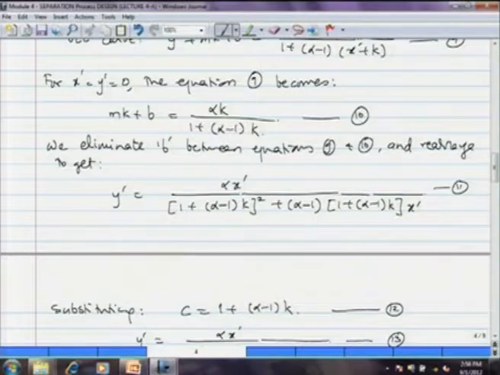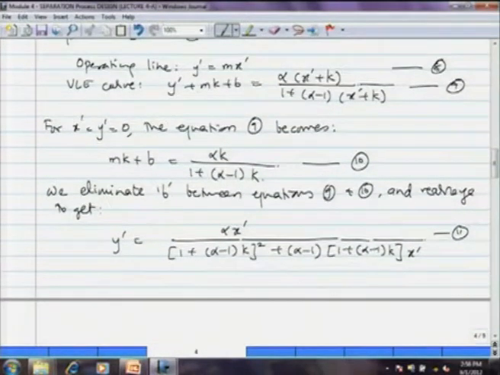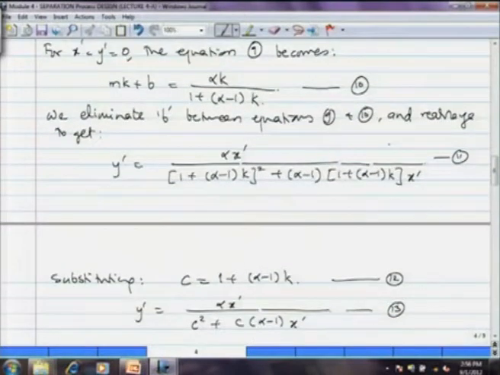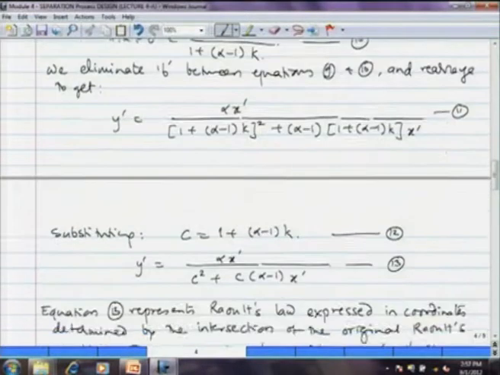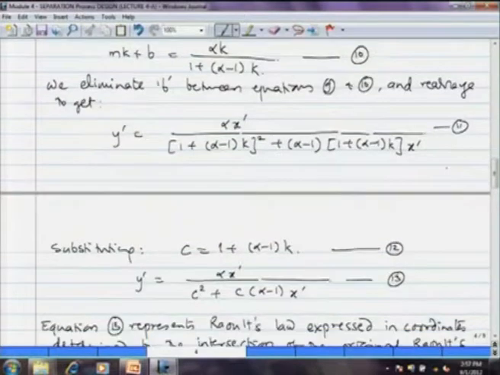And if we eliminate b from equations 9 and 10, the VLE curve and the VLE curve when x dash, y dash equal to 0, then we get y dash is equal to alpha x dash divided by 1 plus alpha minus 1 k square plus alpha minus 1 into 1 plus alpha minus 1 k into x dash. Eliminating b, that means we are not considering the intercept anymore, so that we are considering just the VLE curve and the operating line which ends at origin. So, b is 0 essentially.